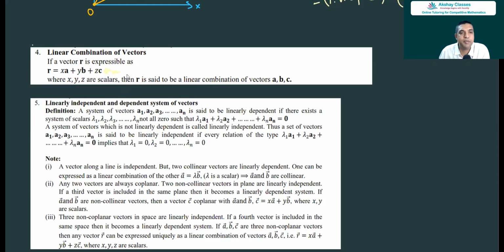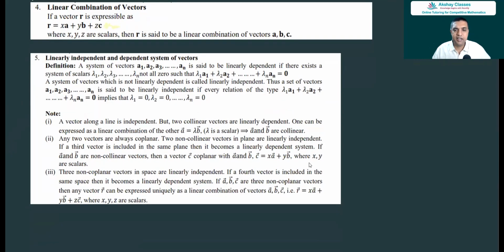Why is it a linear combination? We are not squaring it. We are multiplying with scalar multiples of the vectors. We are not multiplying a vector with a vector. So these are called linear combinations. Then linearly dependent and independent sets of vectors.